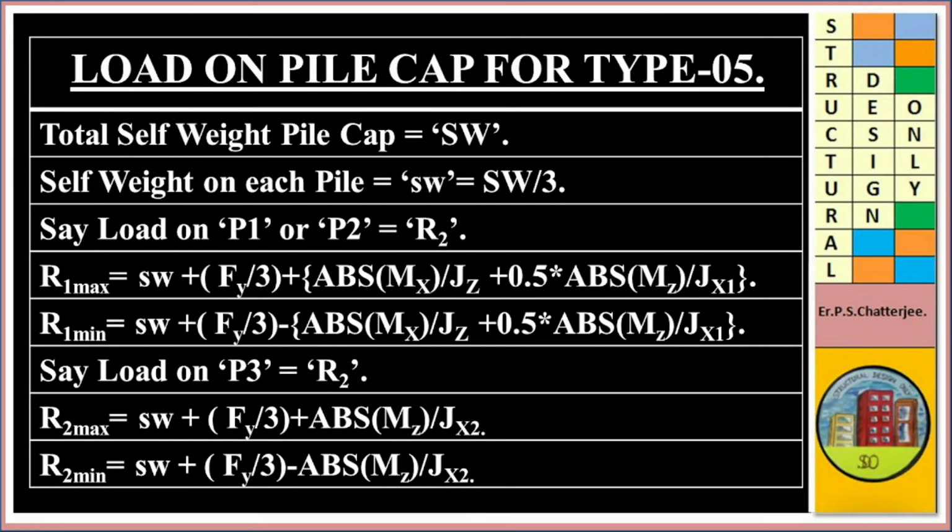The load on P3 is equal to R2. R2 max is equal to small sw plus Fy by 3 plus absolute Mz divided by Jx2, and R2 minimum is equal to small sw plus Fy by 3 minus absolute Mz divided by Jx2.